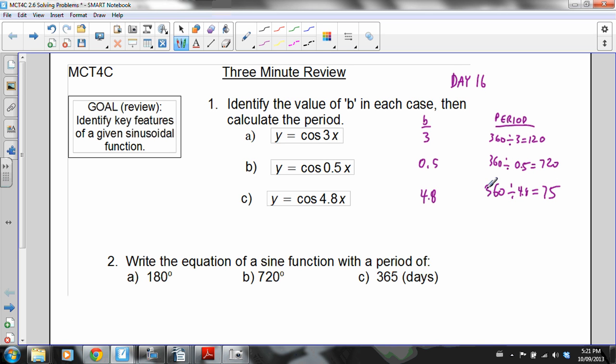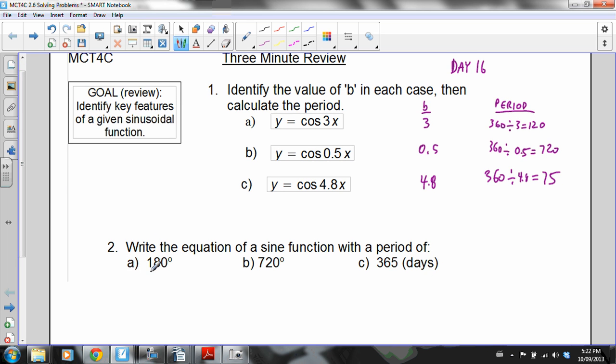And of course, the big thing is, today, when we're doing real life trig functions, we're going to want to have periods that aren't in degrees. We're going to want periods that are in days or seconds or hours or something like that. So we're going to be given the period. Well, we want to be able to write a sine function, so that means we have to find this value of b. We've got to find b that gives us a period of 180.